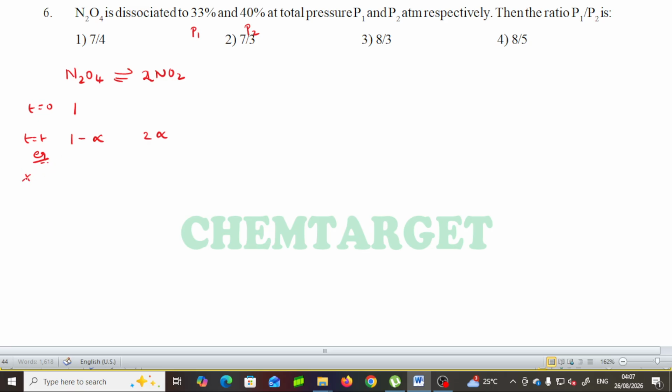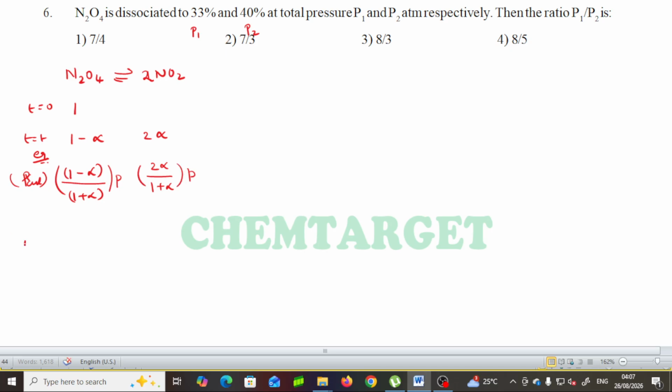If you want to find the partial pressure, it is going to be mole fraction into total pressure. So 1 minus alpha divided by the total number of moles, which is going to be 1 plus alpha. And for the partial pressure, this has to be multiplied with the total pressure P. I am assuming its total pressure is P. In a similar fashion, the partial pressure of NO2 is 2 alpha divided by 1 plus alpha into P.